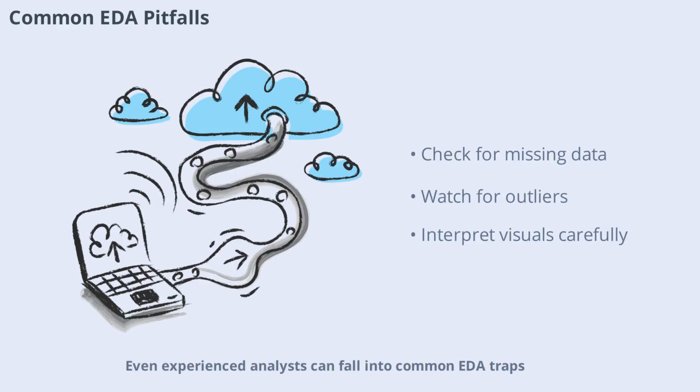Even experienced analysts can fall into common EDA traps. These include ignoring missing values, overlooking outliers, or misinterpreting visualizations. It's important to approach EDA systematically and double-check your work.